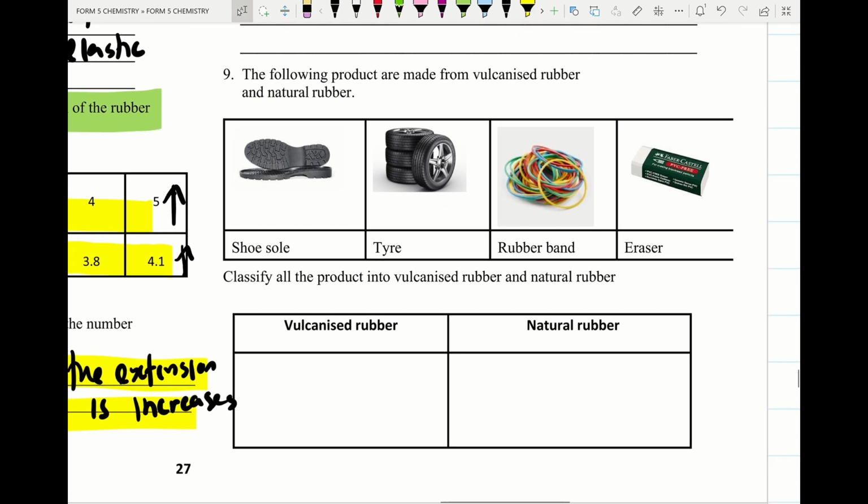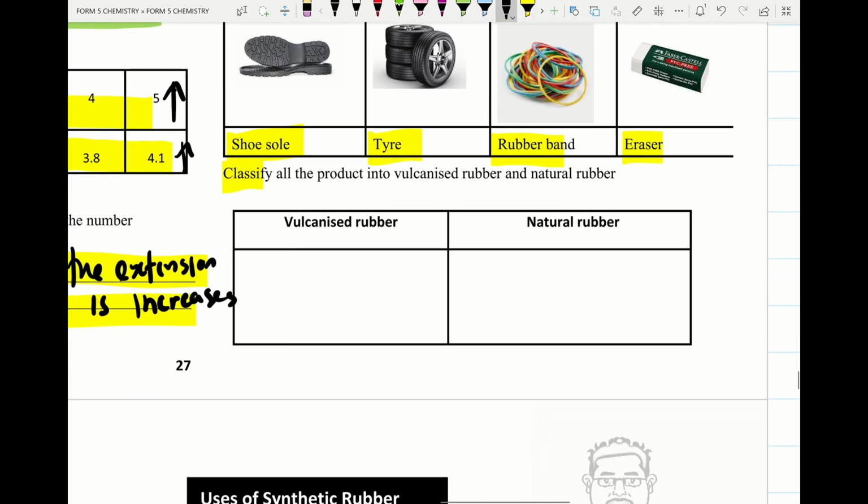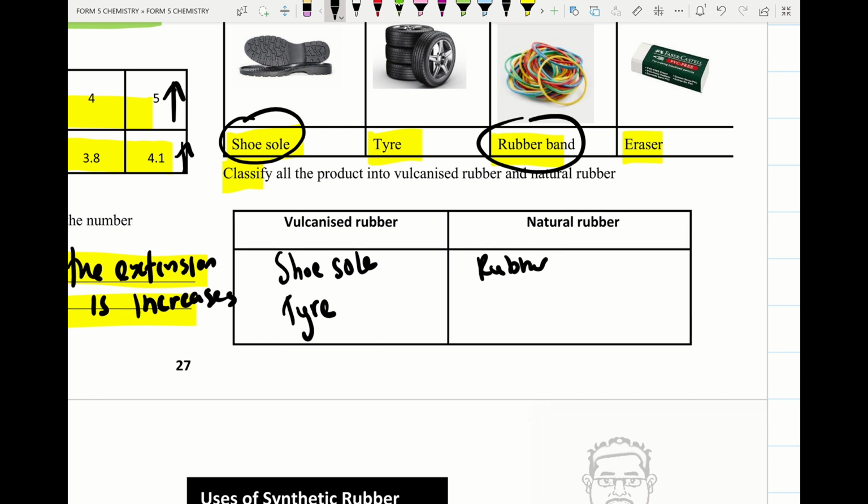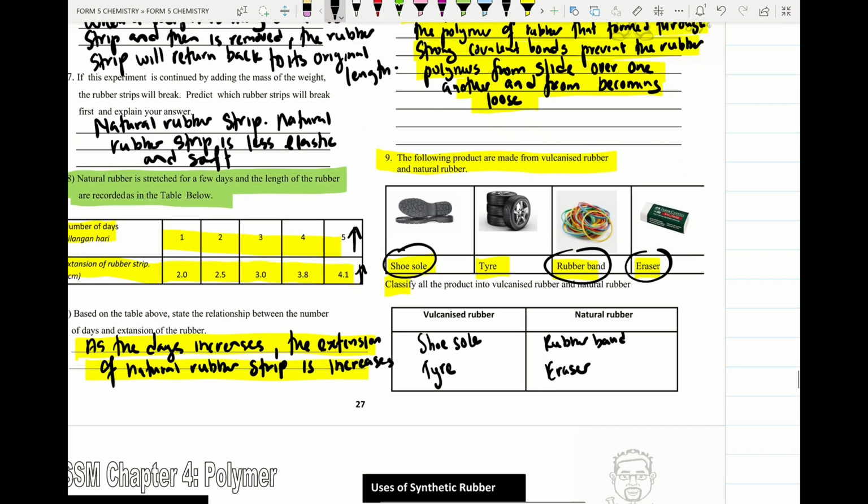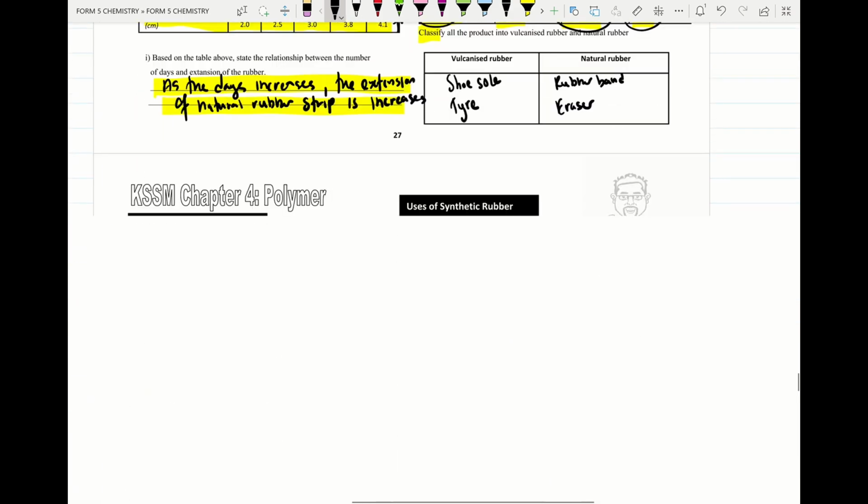All right, so we go to question number 9. The following products are made up of vulcanized rubber. So we have shoe sole, tire, rubber band, eraser. So we need to classify all the products into vulcanized rubber and unvulcanized rubber. So the shoe sole will be vulcanized rubber. Tire will be made up of vulcanized rubber. Rubber band is made up of natural rubber, so I put here rubber band, and the eraser also is made up of natural rubber. All right, so these are the answers that students must write. So we move on to the next part.